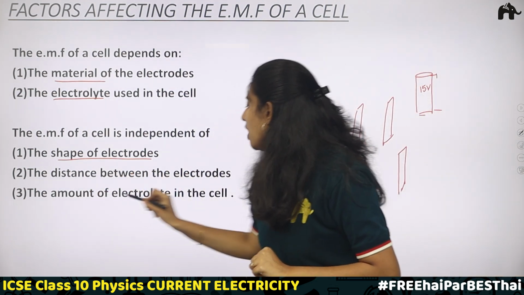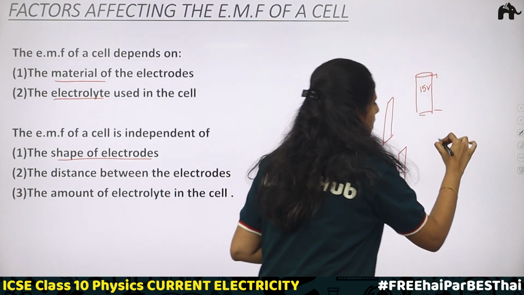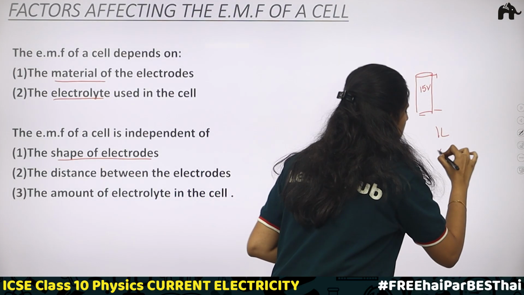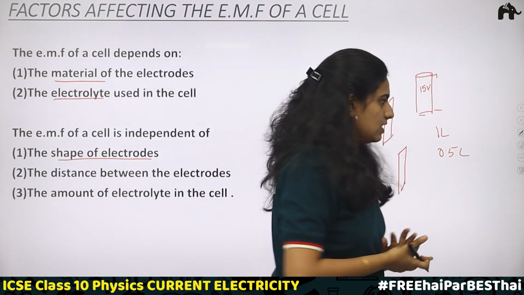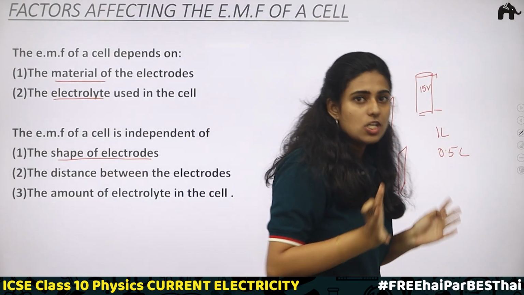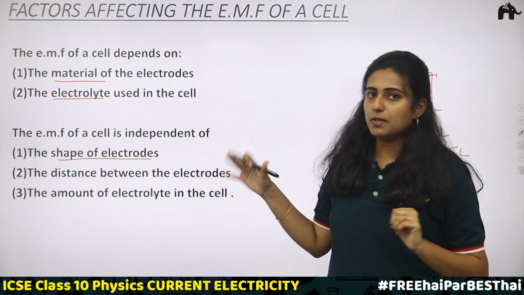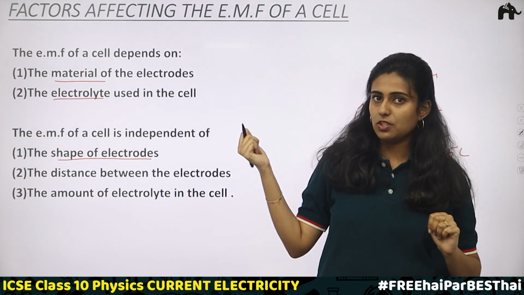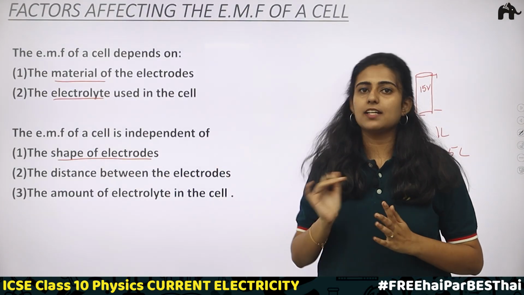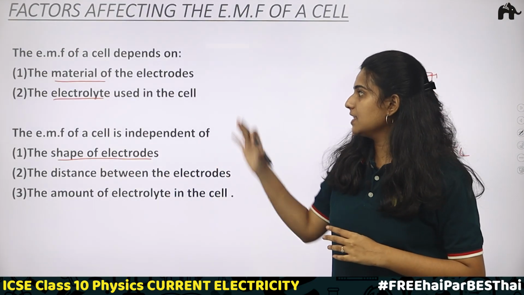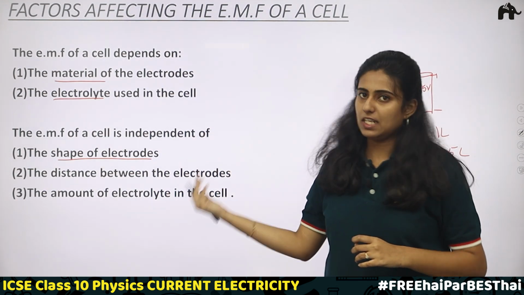Okay. Now the amount of electrolyte in the cell. The volume of electrolyte, let's say 1 liter of H2SO4 or 0.5 liters of H2SO4. There is no change going to happen in this case. Whatever it be, the dissociation of the ions should happen. If dissociation happens, the anode and cathode are produced, a potential difference is created, movement of charge will happen and the current will flow in the circuit. So these are the factors on which the EMF depends and the factors on which the EMF is independent.